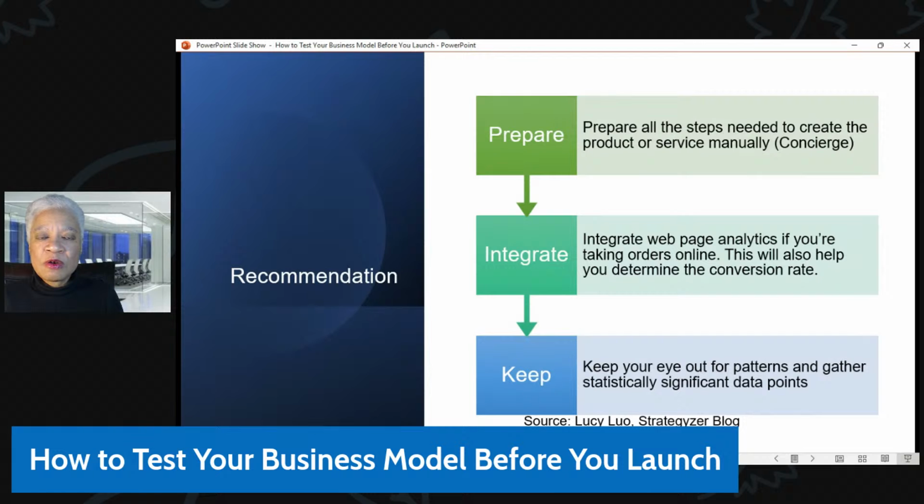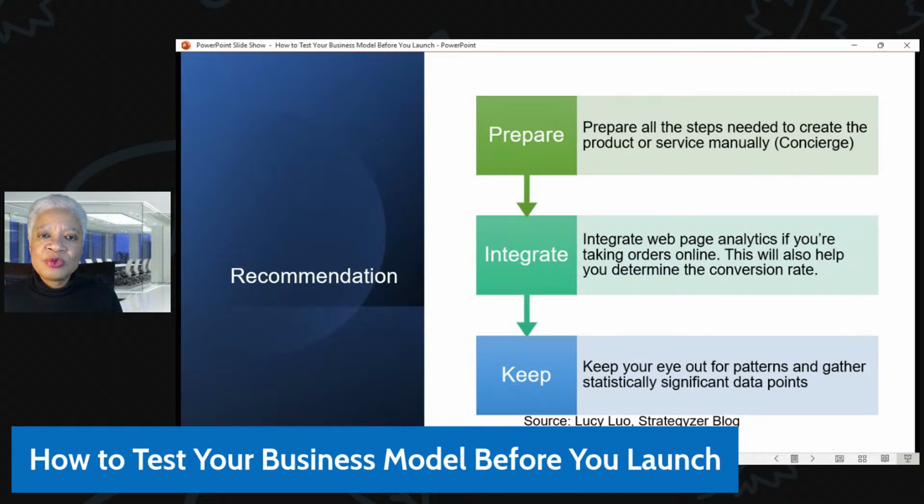And then, once you have those conversations, you want to be able to integrate the web page analytics. So when we talk about web page analytics, we're looking at how many people actually click on to your website. If they actually visit your website, do they go to the landing page where you're talking about this service or this product that you plan on rolling out? And that'll give you, again, some sense for whether or not people are interested.